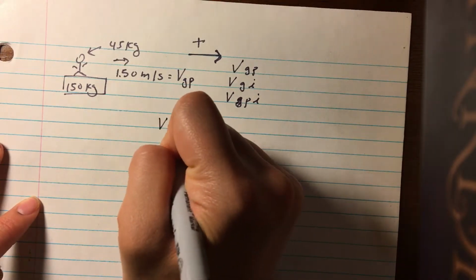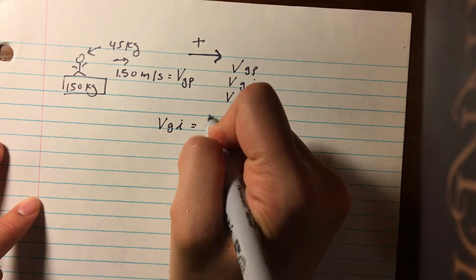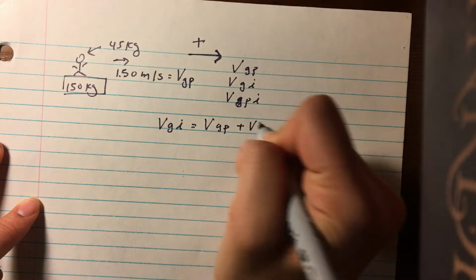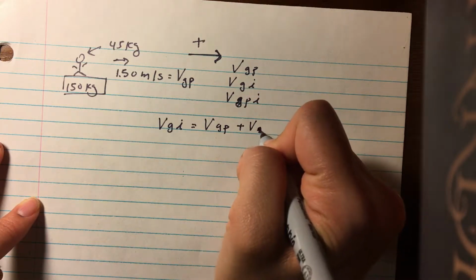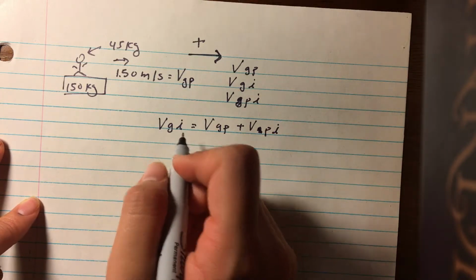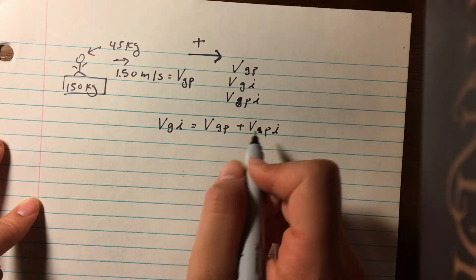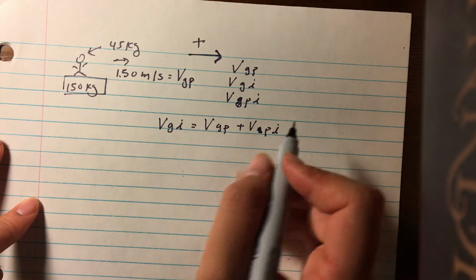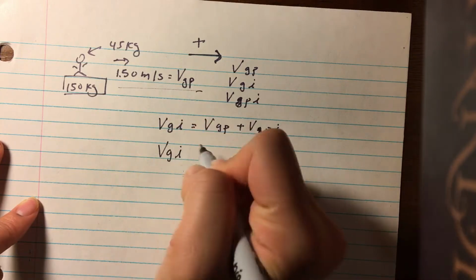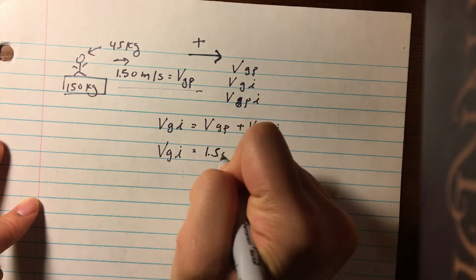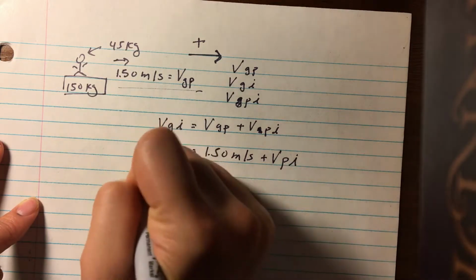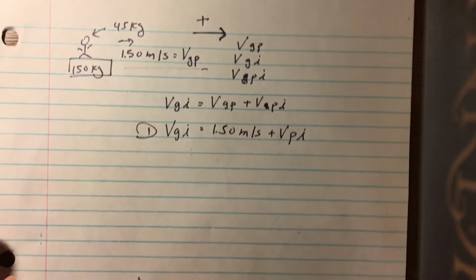The velocity of the girl to the ice would be equal to the velocity of the girl to the plank plus the velocity of the plank to the ice. In order to find the girl relative to the ice, you would need the girl relative to the plank, then the plank relative to the ice. And because you know this one, you can substitute it. So VGI equals 1.50 meters per second plus VPI. And that would be your first equation.